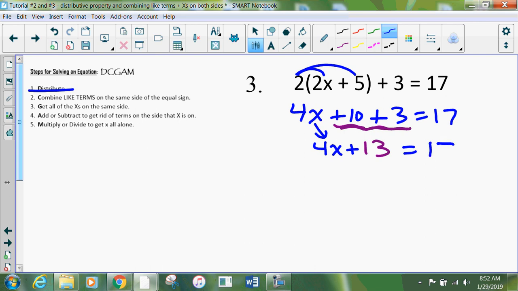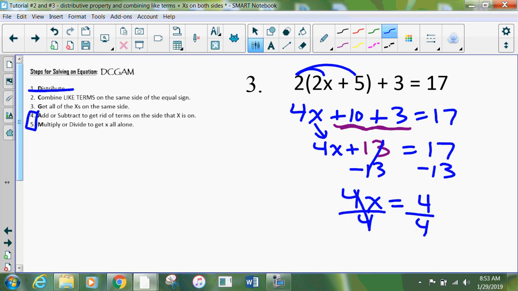Bring down the equal, bring down the 17, and darn it if we're just back to that two-step, which is the last two steps of DC-GAM. So far, we haven't done step 3 yet. But that's okay. So we know how to do these two-step equations, which we're going to go ahead and subtract first. So we end up with 4. We're going to divide both sides by 4. Yeah, got a lot of 4s in these videos. All right, x equals 1.